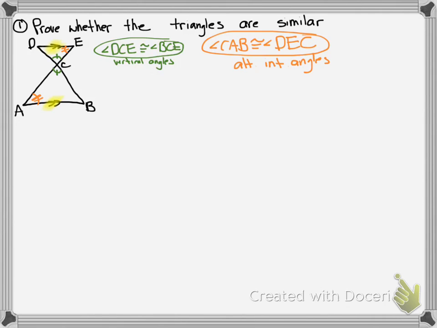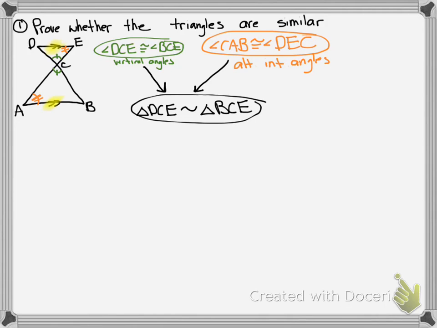So angle CAB, or BAC is fine, is congruent to angle DEC because of alternate interior angles. Now that I have two angles congruent, because this is just a similarity proof, those bubbles lead me to triangle DCE is similar, make sure you only use the similar symbol, to triangle BCE. And the reason we know that is angle-angle similarity.